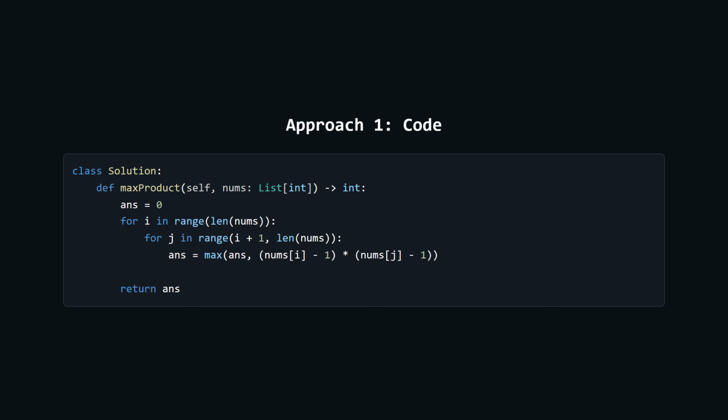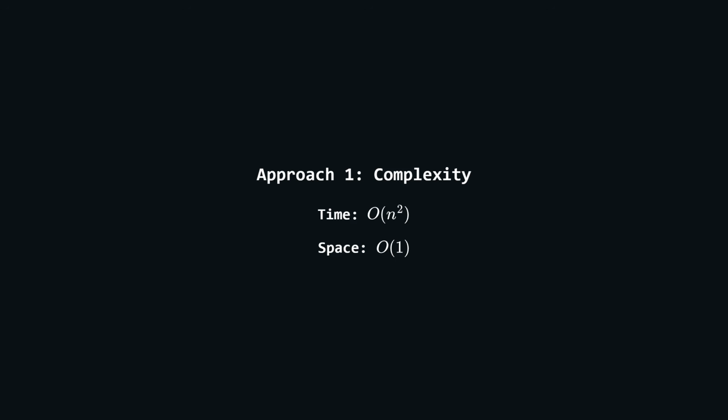We have two loops. The outer loop grabs the first number, and the inner loop checks it against every number that comes after it, updating our answer if we find a bigger product. Since we have a loop inside of another loop, checking almost every pair, the time complexity is big O of n squared. It doesn't use any extra memory, so space is order 1. But n squared can be slow.